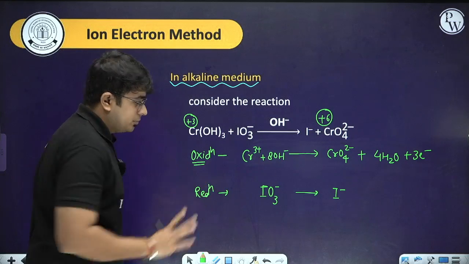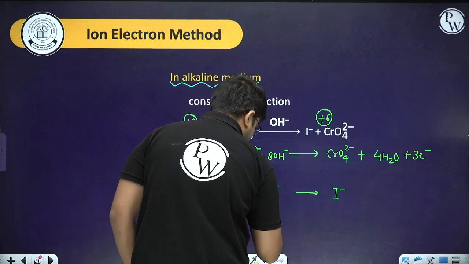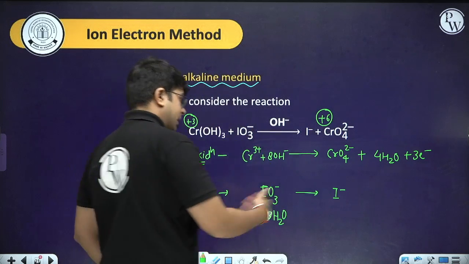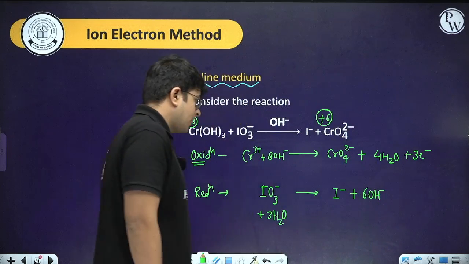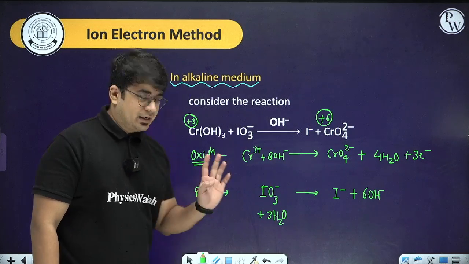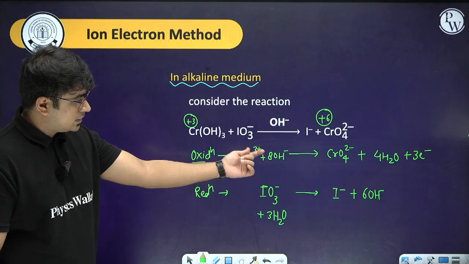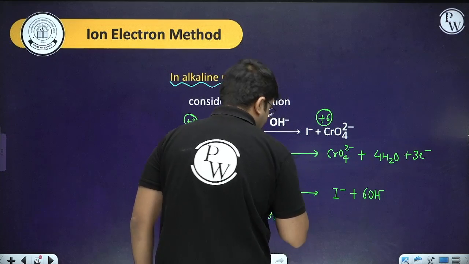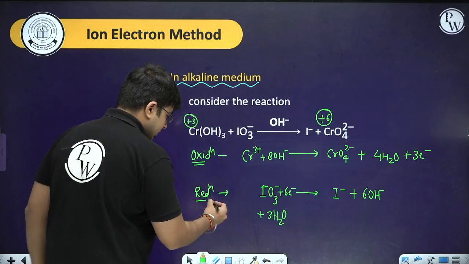Now iodine is balanced. 3 oxygens are there, which means I can add 3 H2O and twice the amount of OH negative on that side. So 3 plus 3, 6 oxygen on one side and 6 on the other, balanced. Now in this particular case we have 1 negative charge on one side and 7 negative on the other, so I can add 6 electrons here. Now both the reactions, oxidation as well as reduction, are balanced.